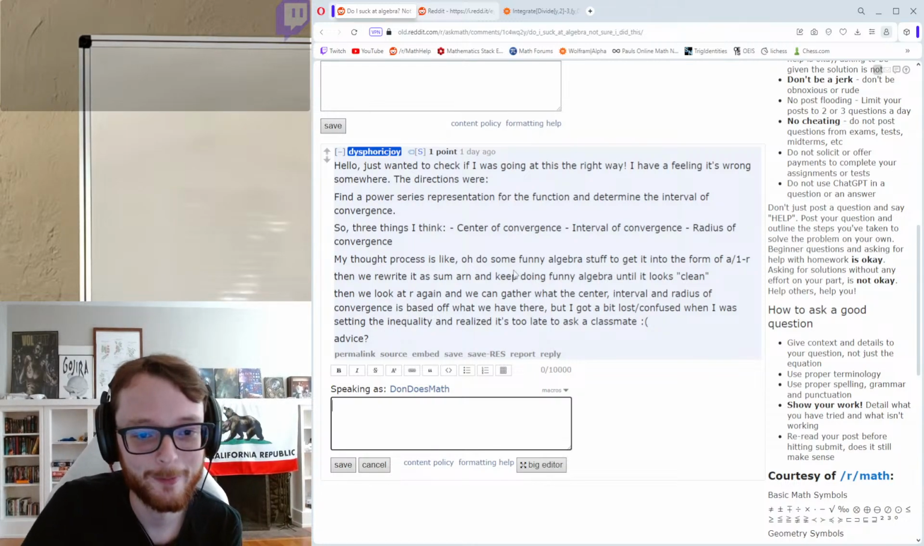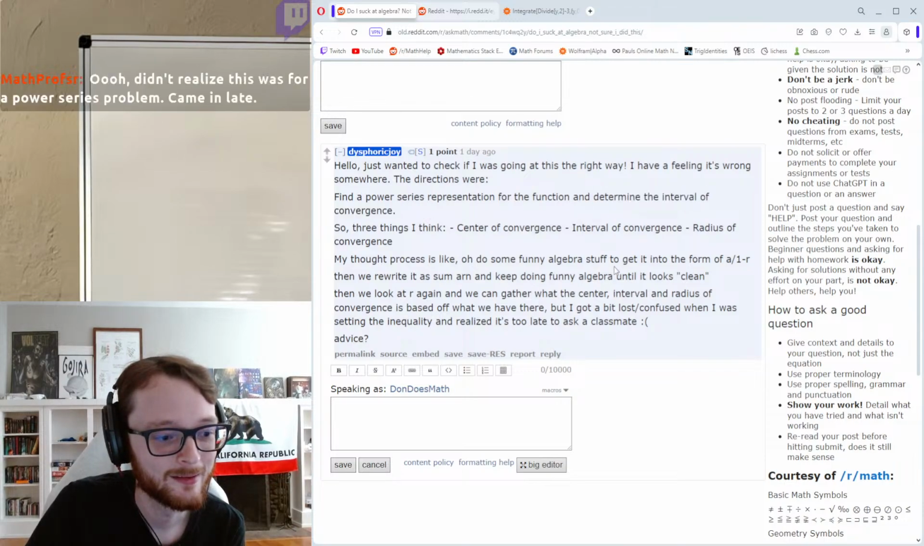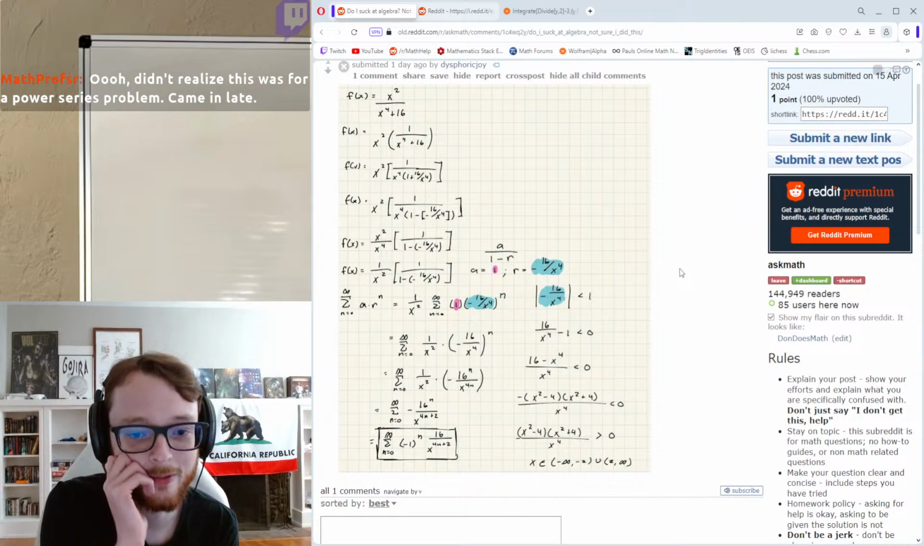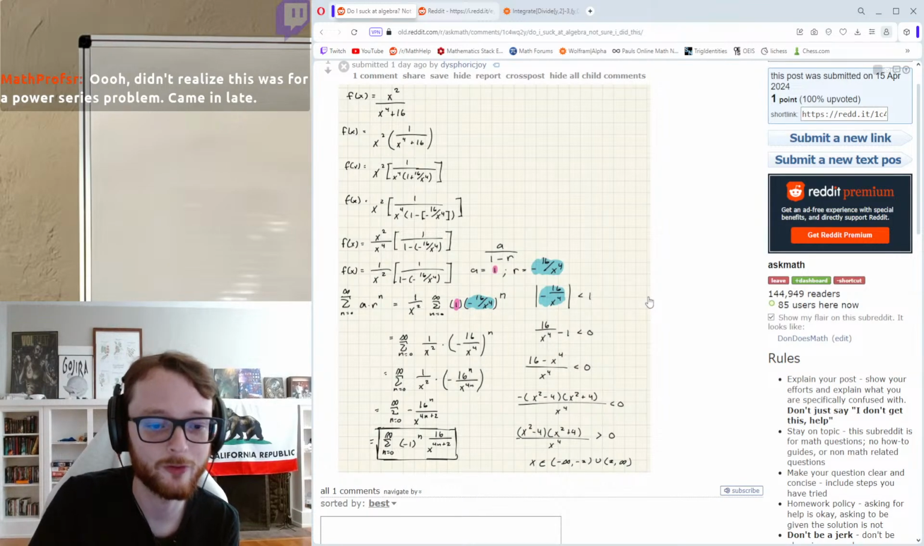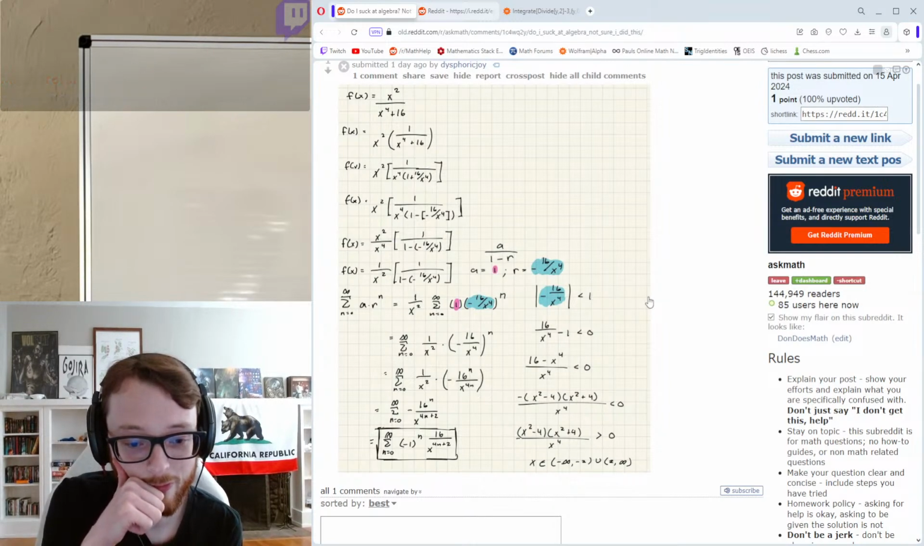Okay, so maybe I want to ask this person if they actually need to get the center and the radius, or if all they need is the interval. Their main question is about the radius of convergence part, or where this geometric series converges, which is how we got on this inequality stuff. But their solution looks correct to me. I didn't see anything in their work that looks wrong.